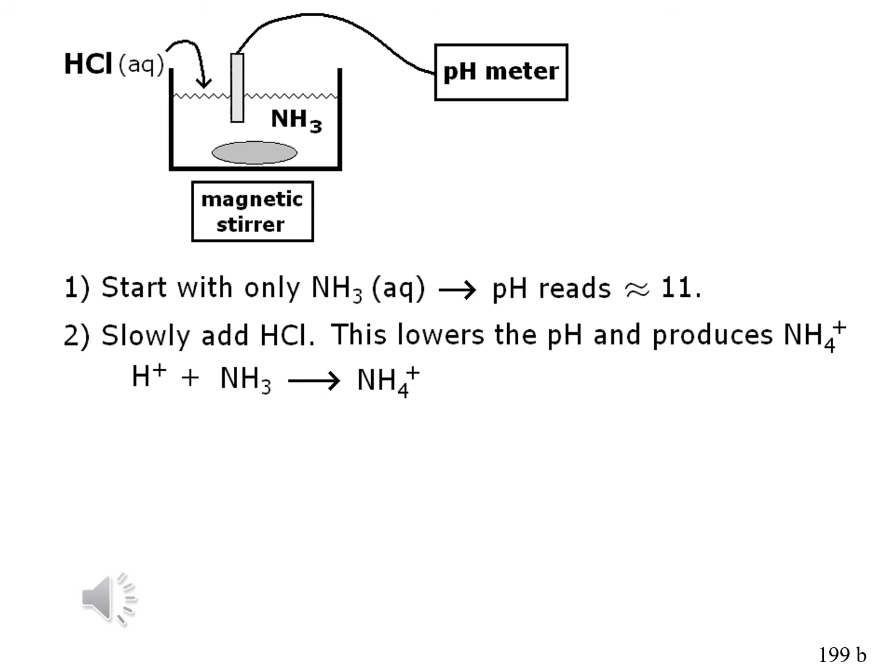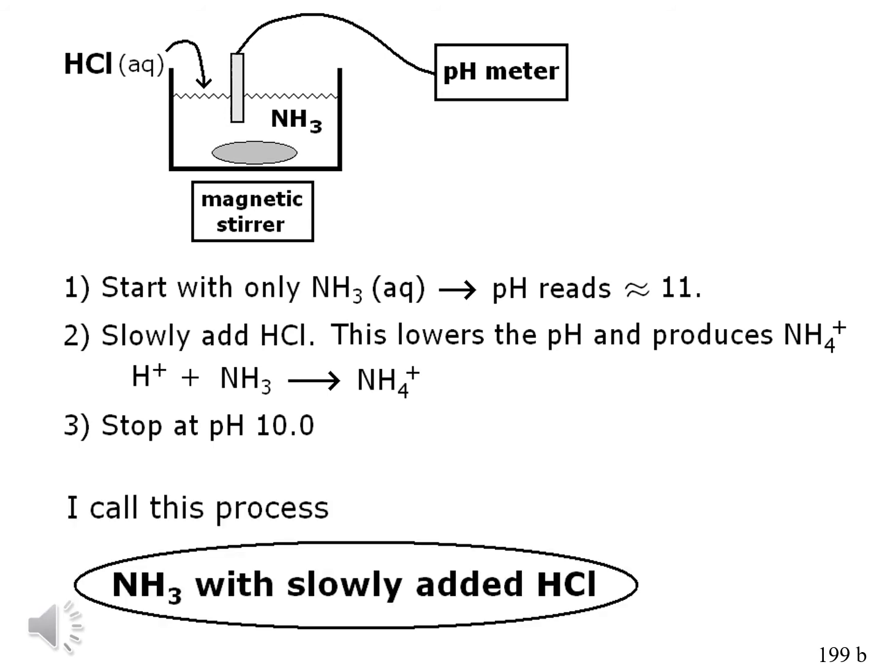So the definition of the buffer hasn't changed. It's still a weak acid and the conjugate base. It's just that you use the acid to generate the other component of the buffer in situ, or in vitro, as they say, right in the beaker. And then you can stop as soon as the pH meter says 10, and your buffer is corrected for any errors.